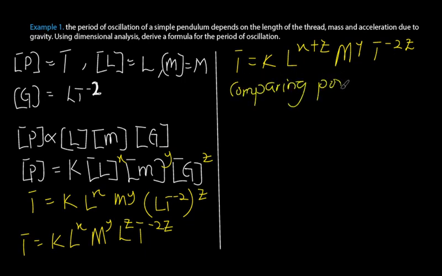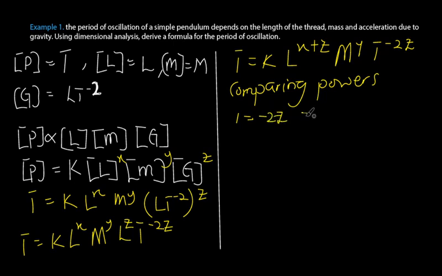Now by comparing powers, we mean whatever we have on the right hand side over here, if we have it on the left hand side, then we compare their powers. So the first thing we have over here is T, so let's compare the powers of T first. If we are comparing the powers of T, we can see this T has the power of 1, so 1 will be equal to the -2z over here, so -2z.